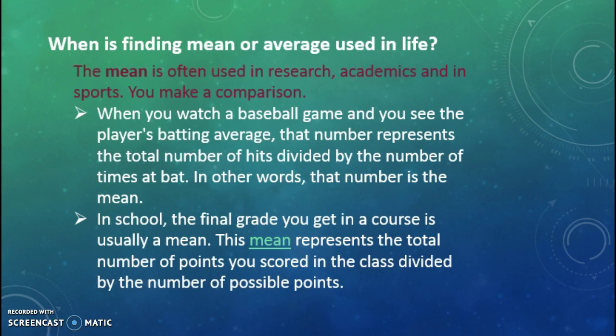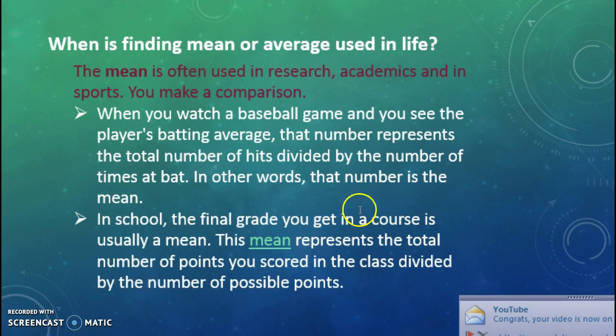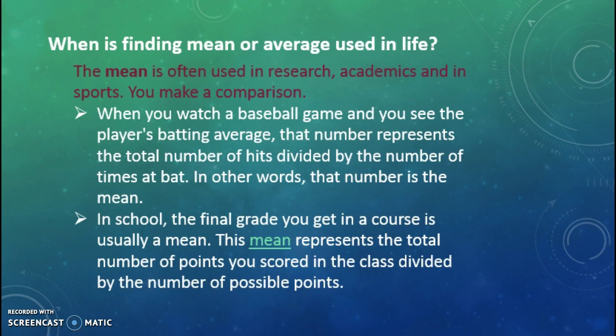When do you need to know how to find mean or average in life? Well, this is often used in research, academics, and in sports. You make a comparison. You might compare your favorite baseball players. Who has a better batting average? That number is the total number of hits divided by the number of times at bat, and that's the mean. In school, your final grade in a course is a mean or average. This mean represents the total number of points you scored in the class divided by the number of possible points.